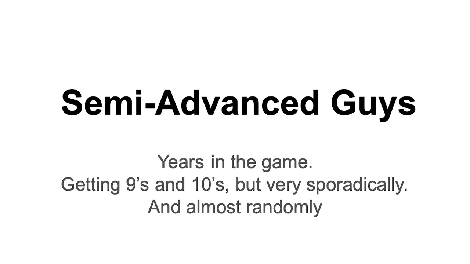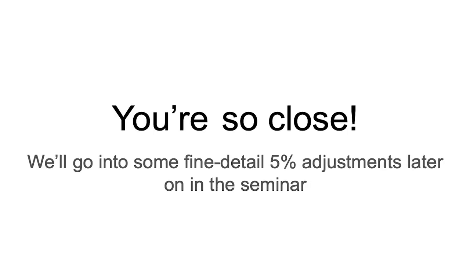And it almost seems random. It's like everything fell right, or maybe it seemed like you were her type or something like that. But it doesn't seem very predictable at all. And the funny thing with these guys that are semi-advanced is you're so close. It's not going to be major overhauls to your game. It's going to be some 5% adjustments that are going to make such a huge difference. We'll go into what some of these fine detail adjustments are later in the seminar.